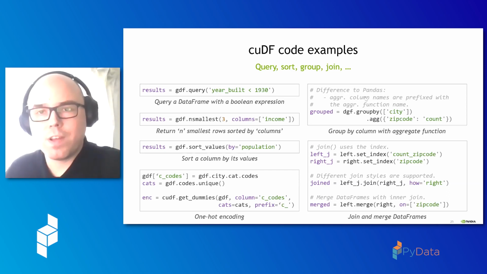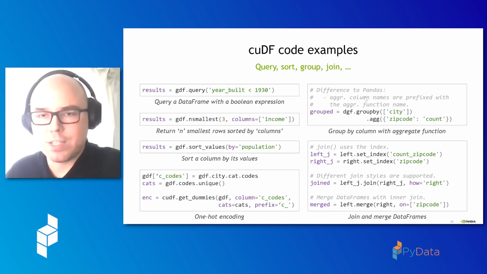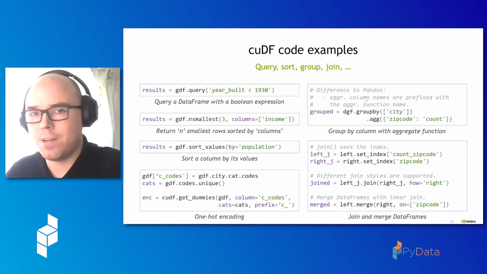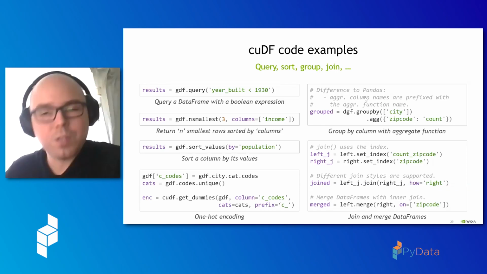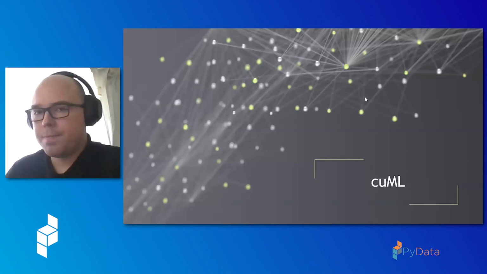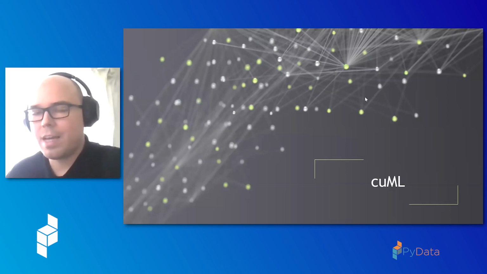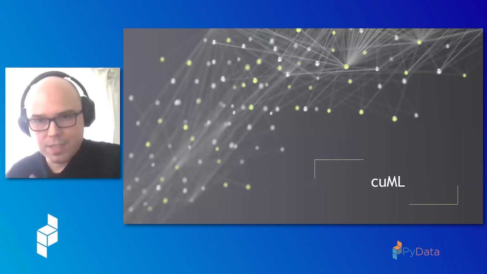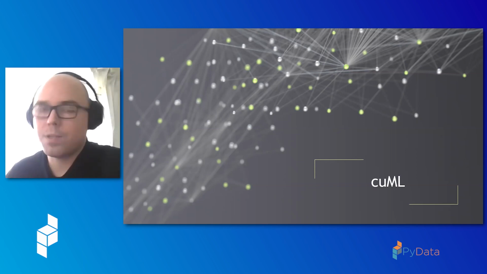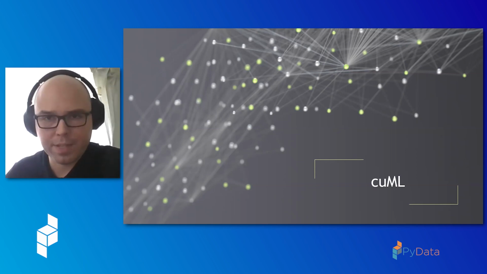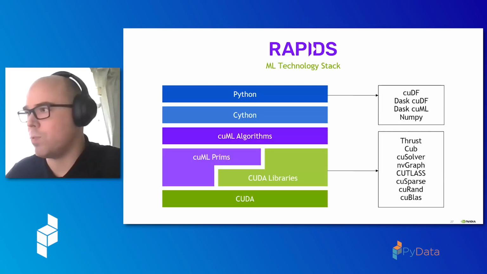Even the most trivial operations will execute substantially faster than your existing code, and you'll be able to focus on something else. Let's move now to QML. QML is effectively a library that is supposed to achieve the same, but for your machine learning part of the pipeline. So it's supposed to be a drop-in replacement for utilities such as SciKit Learn and XGBoost.